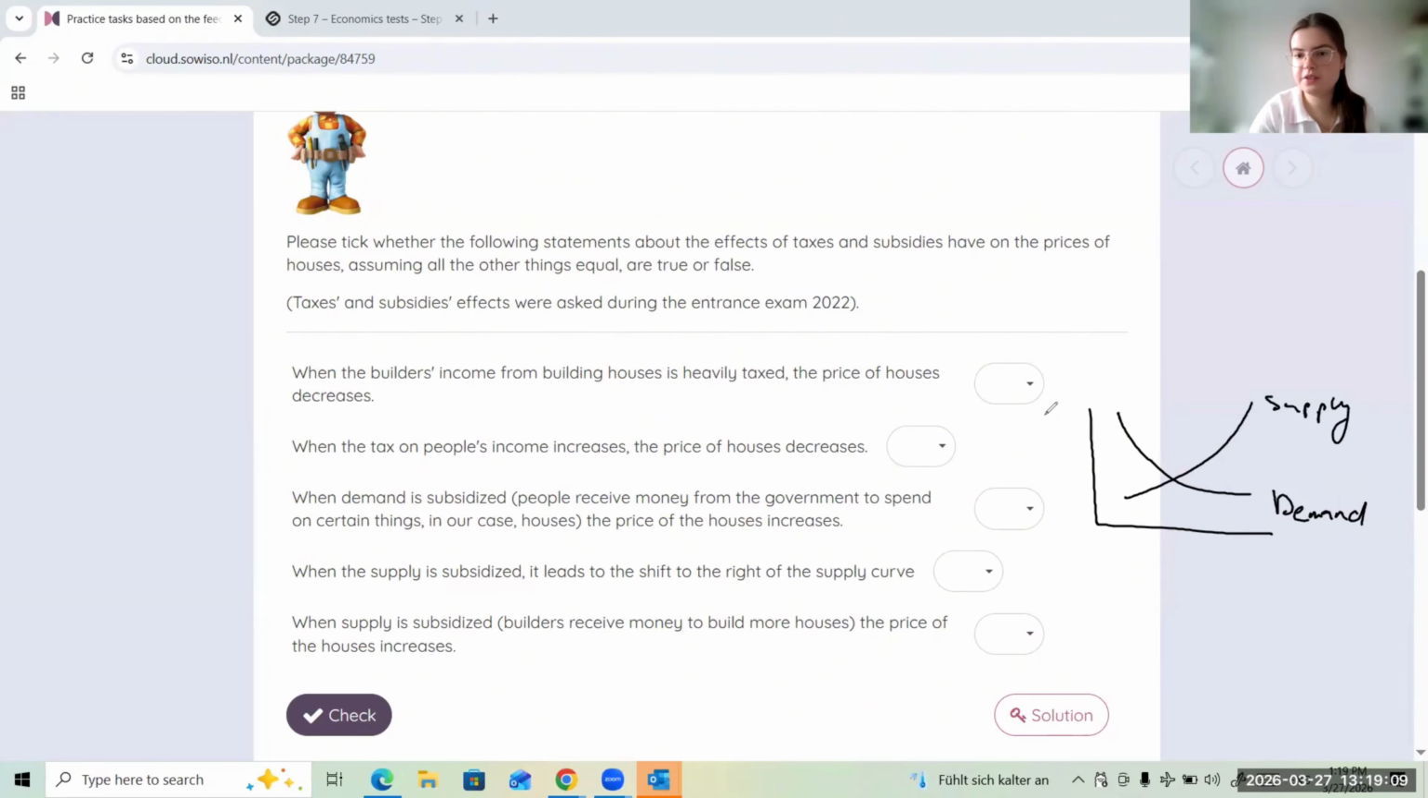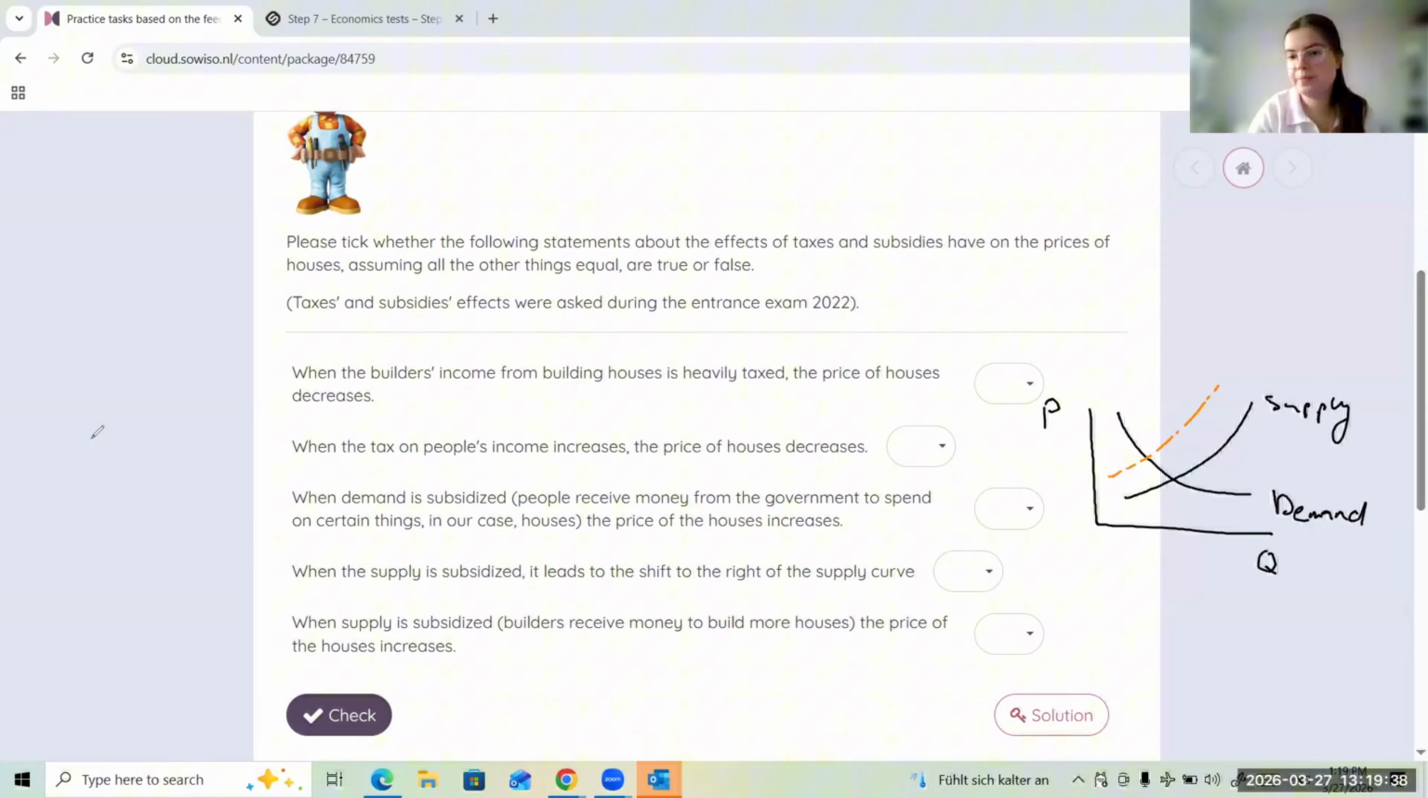This is supply, this is your price, this is your quantity. And here we say, okay, we tax the builder's income. So we basically decrease supply. This will mean that we decrease supply because now they have less incentive and less money to build, in very simplified terms of how economics works. And then here, the price of the houses will decrease. So let's see what happens to the price of the houses.